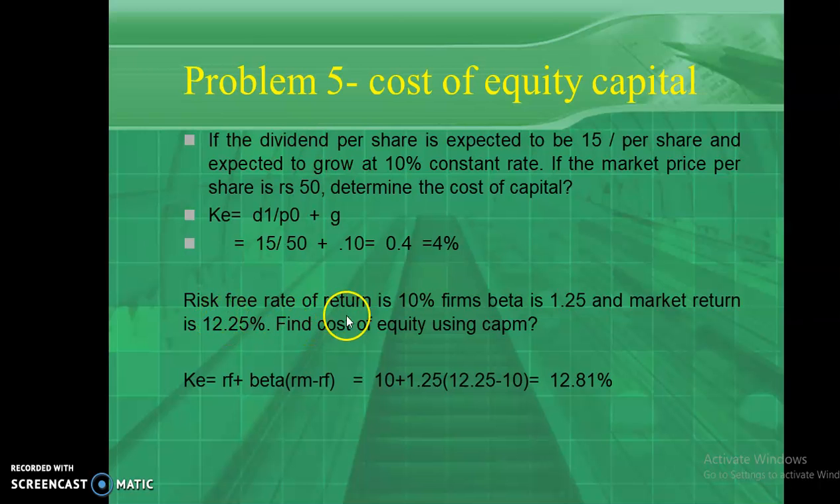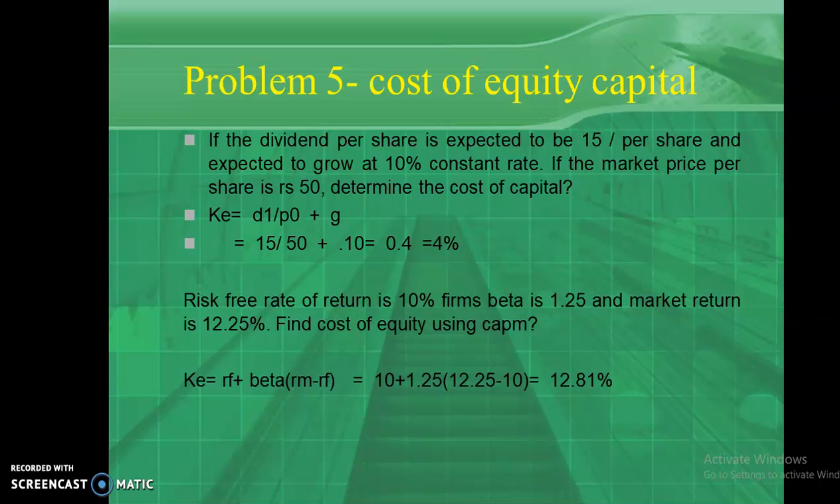So let's look into the items. RF is given, risk-free rate is given 10%, so 10 plus beta is directly given 1.25 into RM is given, market return is 12.25 minus again the risk-free rate 10. So when you work out this, you will get 12.81%. That is the cost of equity under the CAPM approach. So equity shareholders are expecting minimum this much of return from the company.